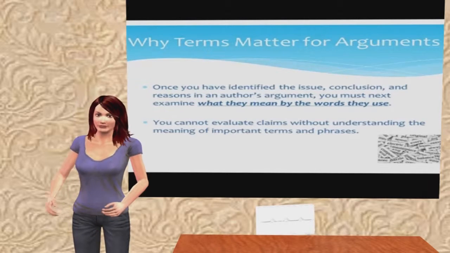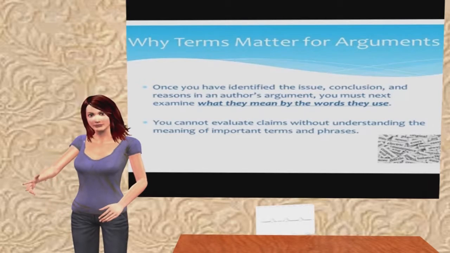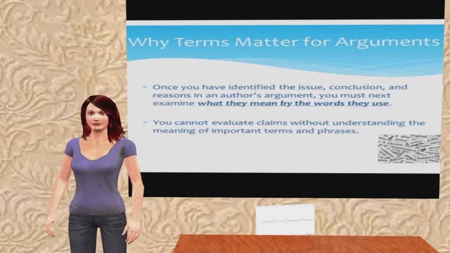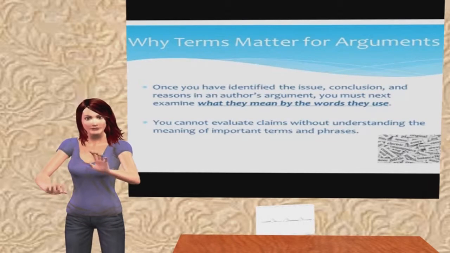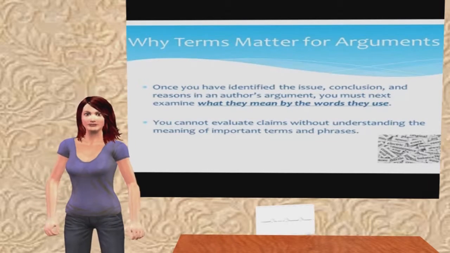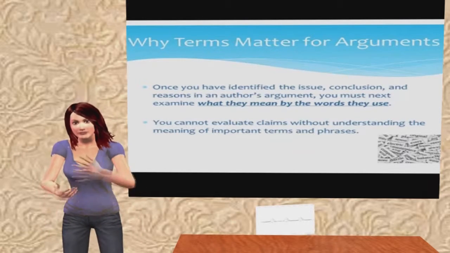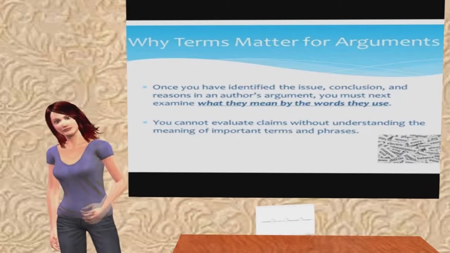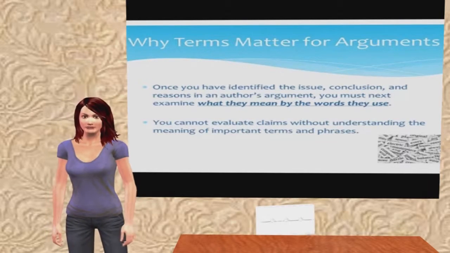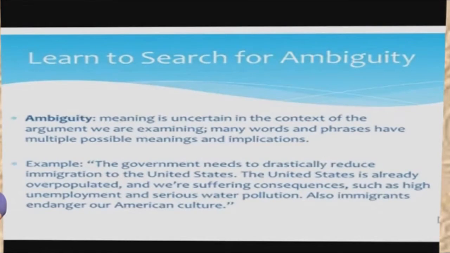So why do terms matter for arguments, and especially for evaluating arguments? Once you've identified your issue, the conclusion, and reason or reasons in an author's argument, you must next examine what these authors, what these communicators mean by the words that they use. Because you can't really evaluate their claims without understanding the meaning of important terms and phrases in their argument, right? Definitions matter. Words matter, what words they're using and certainly how they're using them.